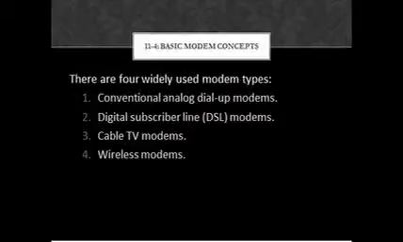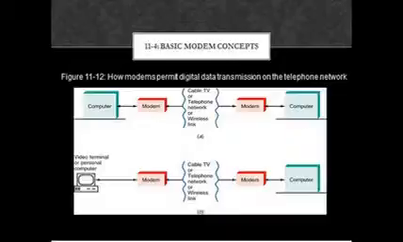There are four widely used modem types: the conventional analog dial-up modems, digital subscriber line DSL modems, cable TV modems, and wireless modems. Figure 11.12 shows two ways that modems are commonly used in digital data transmission. In Figure 11.12a, two computers exchange data by speaking through modems. While one modem is transmitting, the other is receiving. Full duplex operation is also possible.